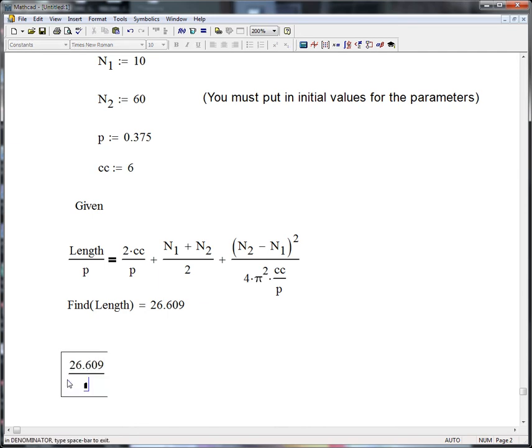So let's take 26.609 and let's divide it by 0.75, and we get 35.479. So that would be the number of pairs of links. So we could go up to 36 pairs, right? So 36 times 0.75, 27 inches.